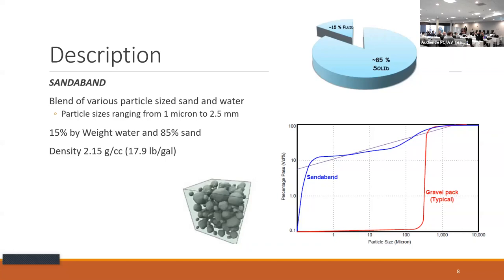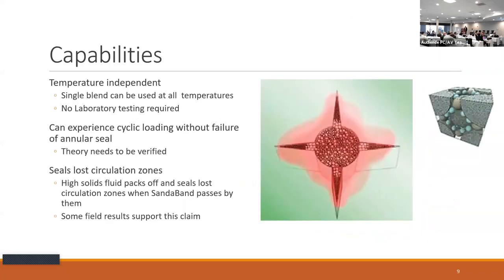And it's highly viscous, but the unique property of that is there's always particle to particle contact, even when it's in its normal state. So it can never settle because the particles are always in contact. The density is around 2.15, or 17.9 pounds per gallon. So it's rather heavy. The unique property is it's temperature independent. You bring it out to location, doesn't matter if your well is 80 degrees or 500 degrees, use the same material. Single blend, use at all temperatures.